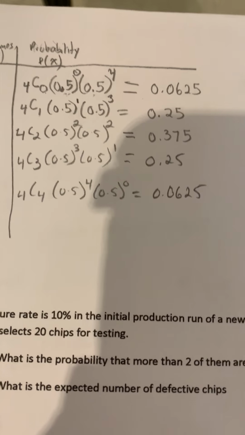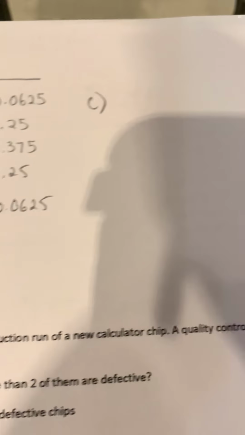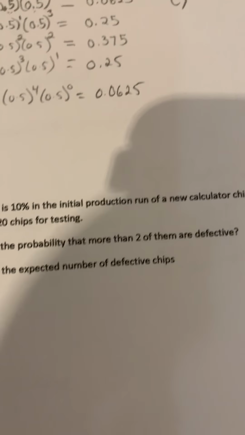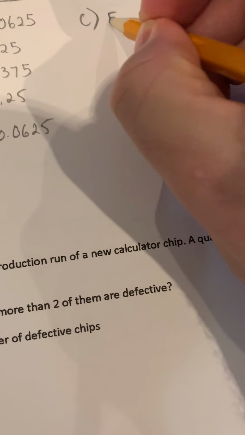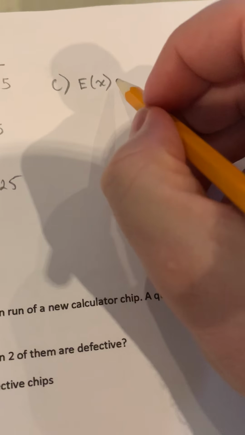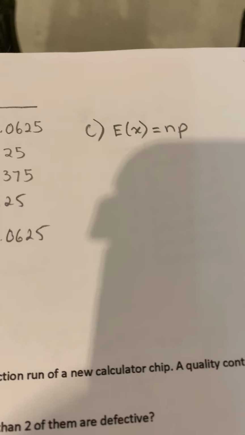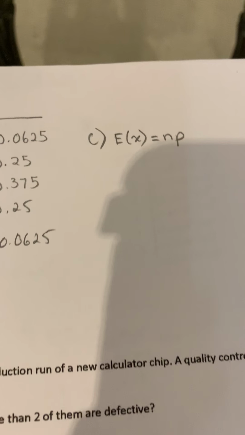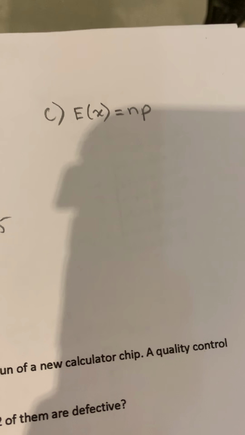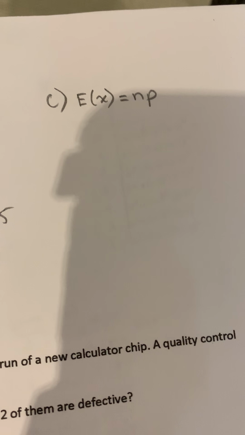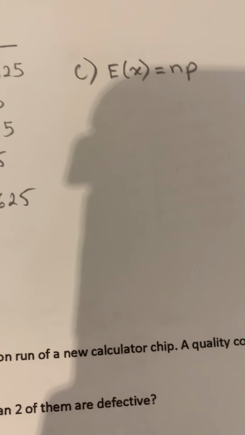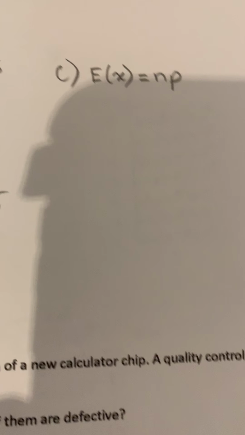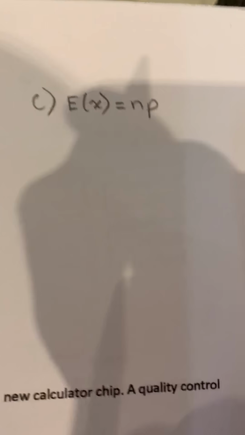Now getting on to C. C says calculate the expectation. Since we are doing binomial, it's just E(X) equals n times p. Think about this logically: what should you expect to have? If I have 4 children, how many should you expect to be boys? The answer should be, Marco, 2. Good job. So we expect to have 2.